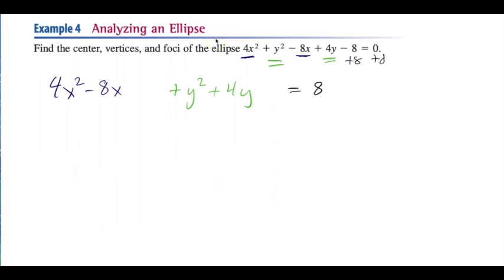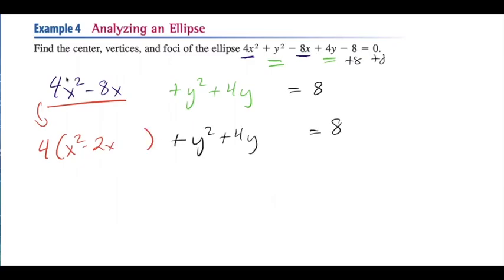Next, we're going to complete the square. And this time, the x has a problem. I can't complete the square yet because there's a 4 in front of the x squared. We have to factor that out. The 4 on the outside, we're going to get x squared minus 2x. Our y's don't change.